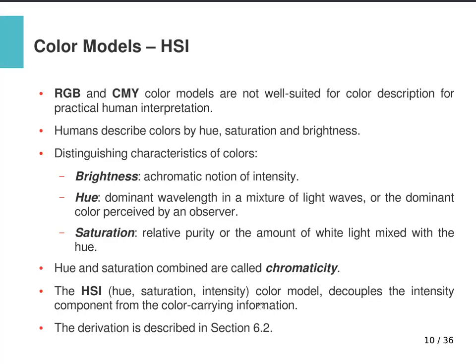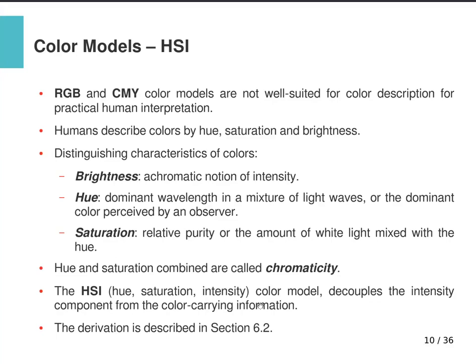We have hue, which is the dominant color perceived by an observer, and finally we have saturation, which shows the relative purity of the amount of white light mixed with the hue. So based on this, we can derive the HSI color model. H stands for hue, S stands for saturation, and finally I stands for intensity or brightness. So in the HSI color model, we decouple the intensity component from the color carrying information.